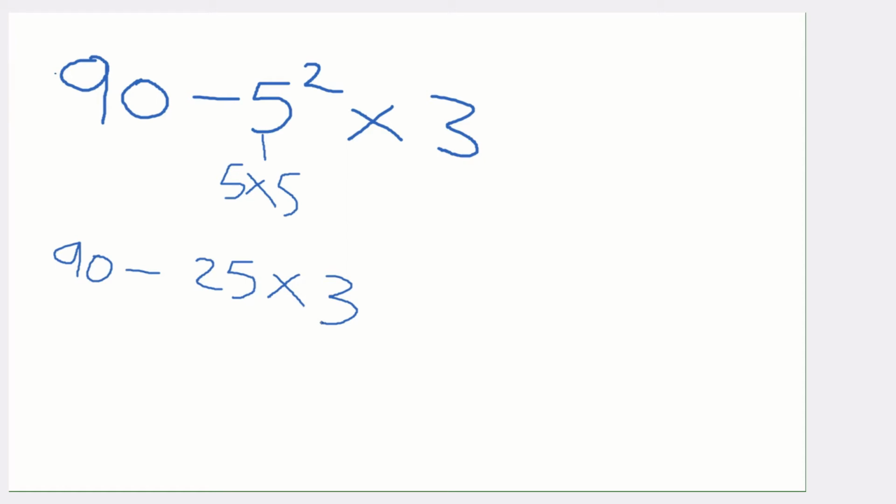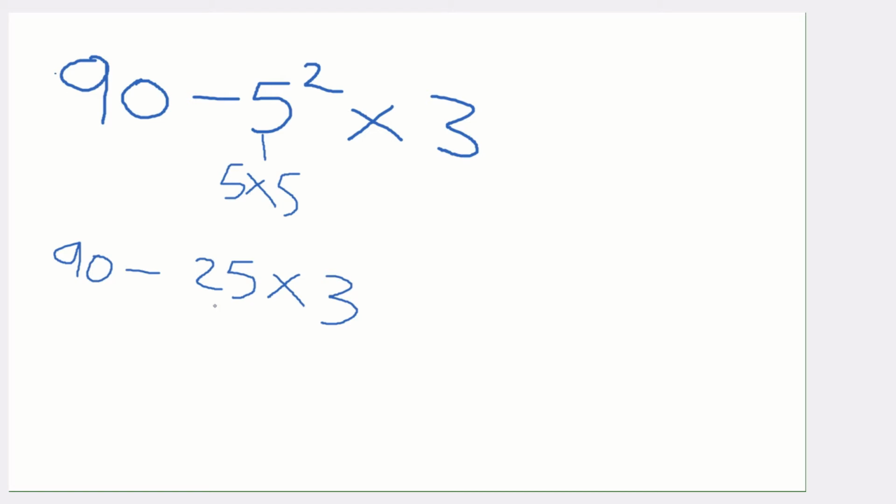So our next step now is to decide which side we are going to do first. Are we going to subtract 25 from 90, or are we going to multiply 25 by 3? If you guessed that we're going to multiply 25 by 3, then you are correct. We are going to multiply before we do our subtraction.